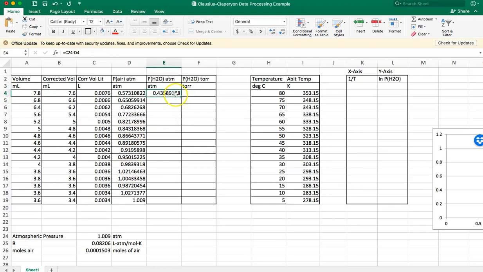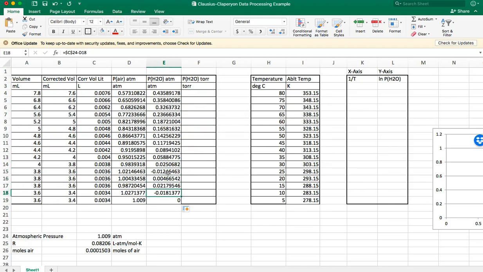So let's do the same thing here. We know we need to lock in the atmospheric pressure because that is not going to change, but we need to constantly keep subtracting the changing pressure due to the air. So we put in our dollar signs for locking in the pressure of air, click, and drag. Great. We notice we're going to have some negative numbers here.